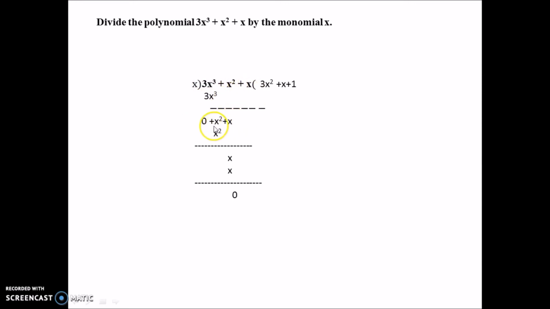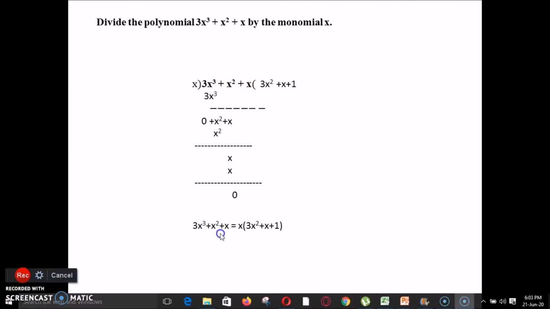Now to get x^2, we should multiply x with another x. So x into x gives x^2, and subtracting these two, we get 0 and the remaining value is x. To get this x, we should multiply x with 1. So x into 1 gives x, and subtracting, we get a remainder of 0. This is how we divide two polynomials, and since the remainder is 0, x and 3x^2 + x + 1 are factors of 3x^3 + x^2 + x. This is how we divide a polynomial with another polynomial.